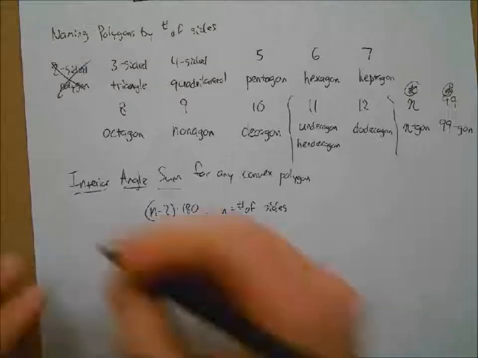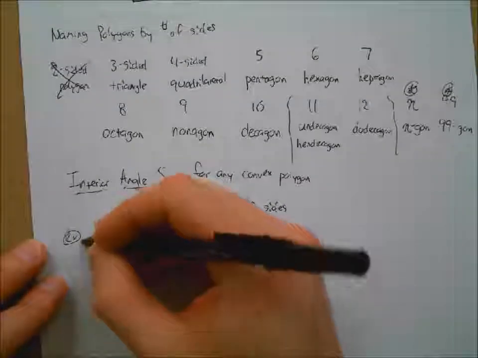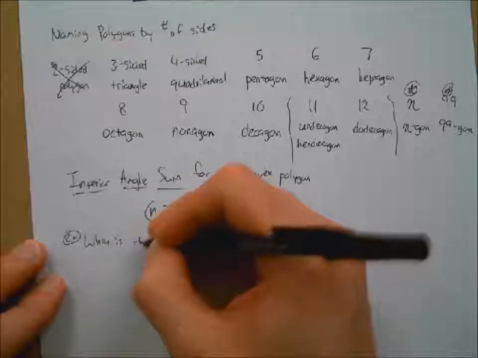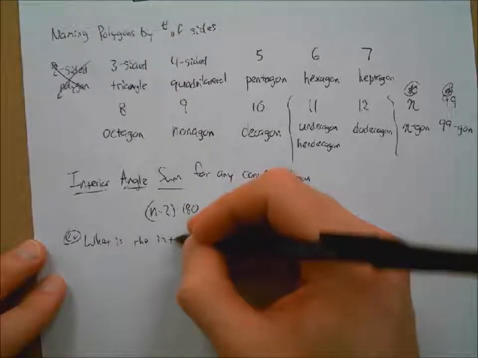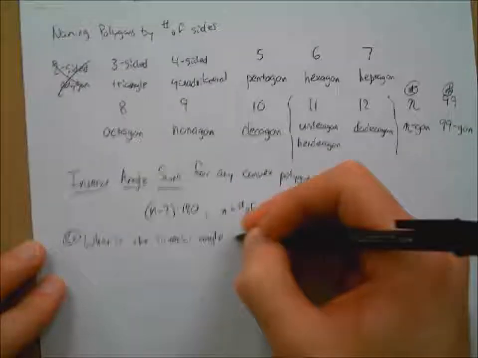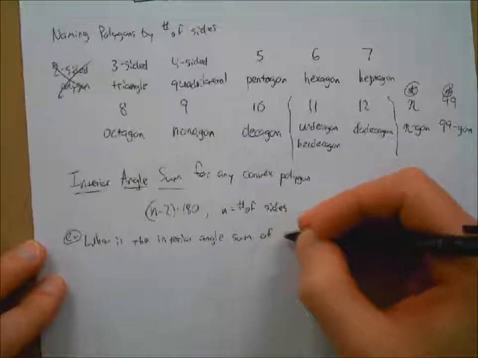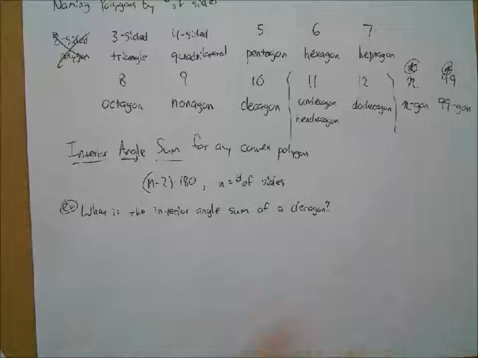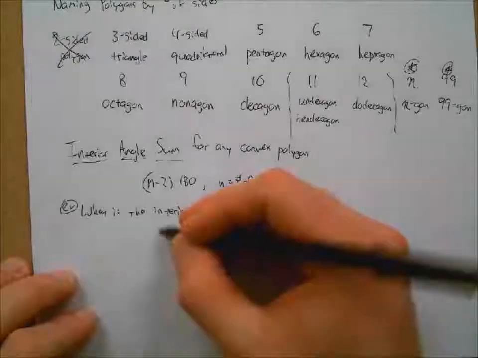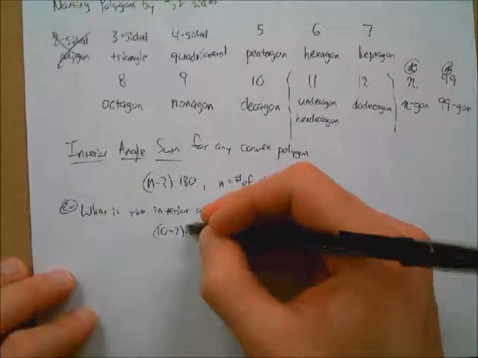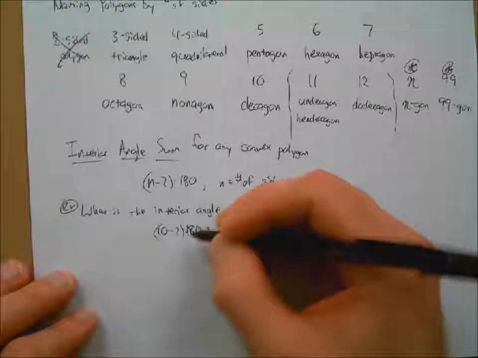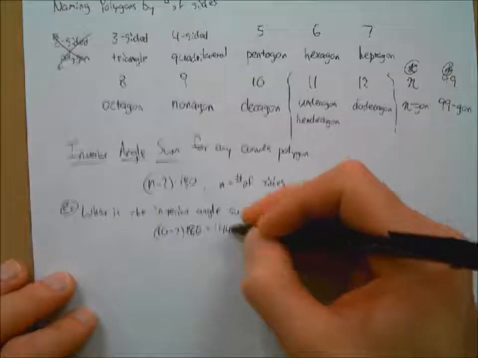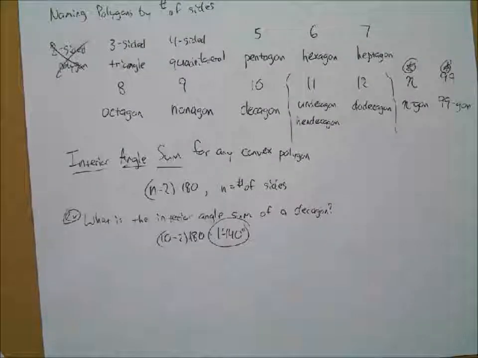Okay, so let's do 2 examples here real quick. What is the interior angle sum of a decagon? Well, how many sides does a decagon have? 10 minus 2 times 180. 10 minus 2 is 8. 8 times 180. I actually have this written down here for myself, so I'm not doing this mentally. 1,440 degrees. So all the angles in a decagon add up to 1,440 degrees.